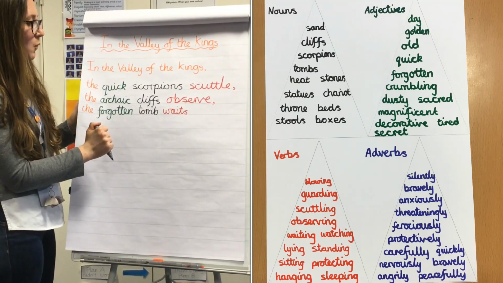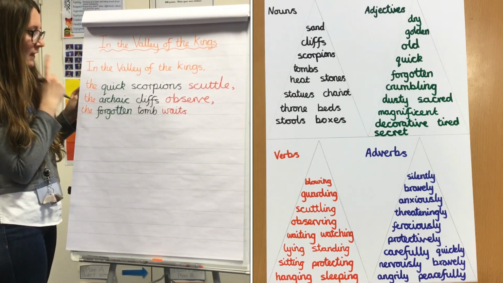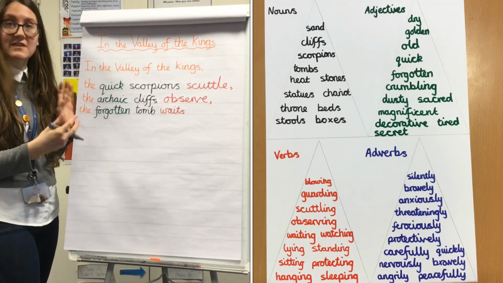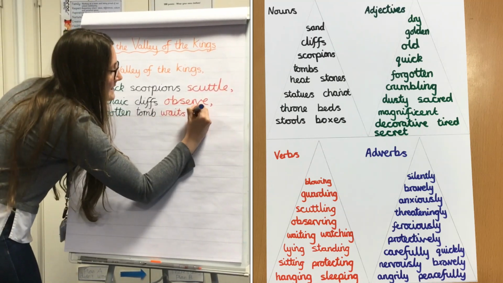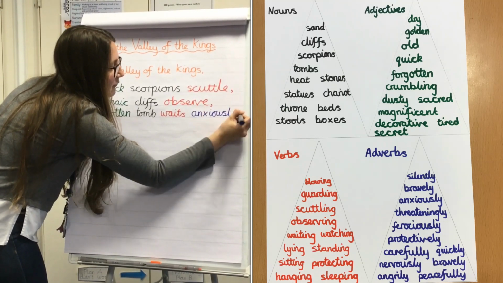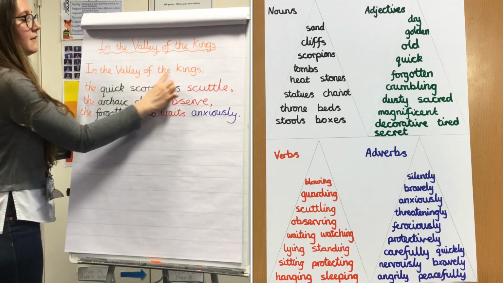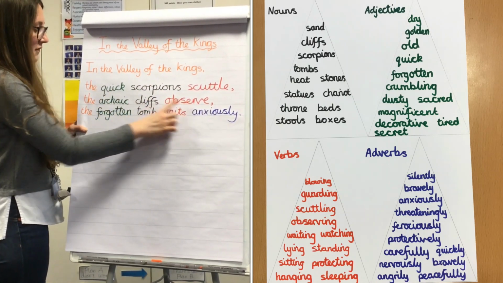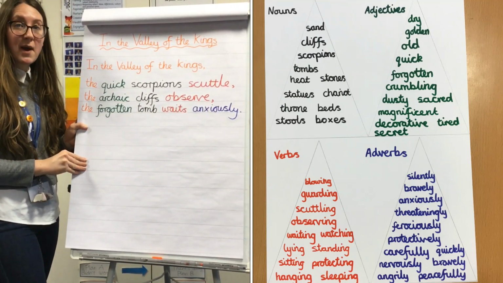The forgotten tomb waits nervously, waiting to be discovered. The forgotten tomb waits anxiously. I like that one. It's anxious. It can't wait for somebody to discover what treasures it has inside. The forgotten tomb waits anxiously. And I'm going to put a full stop there because it's the end of my verse. Let's read it through together. In the Valley of the Kings, the quick scorpions scuttle. The archaic cliffs observe, the forgotten tomb waits anxiously. So that is my first verse of my poem.